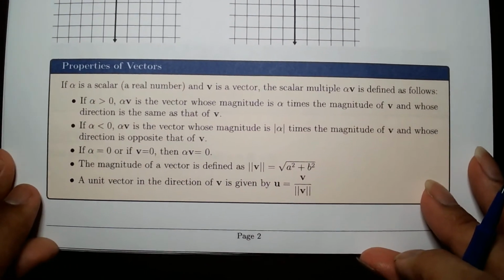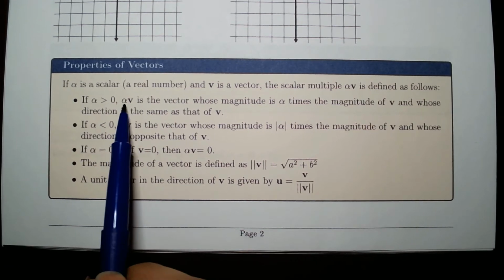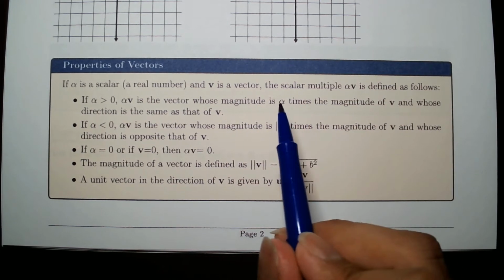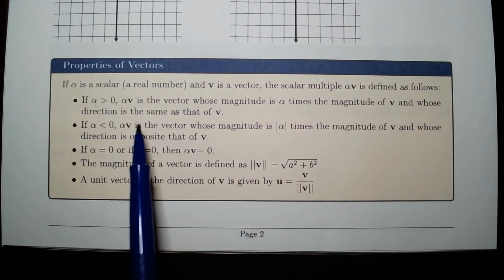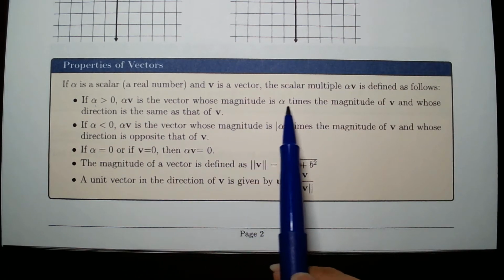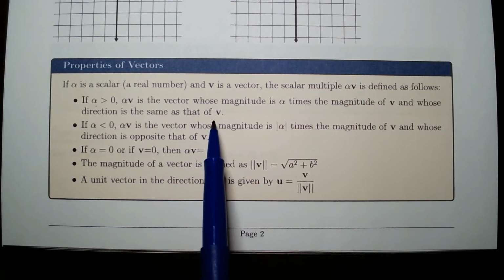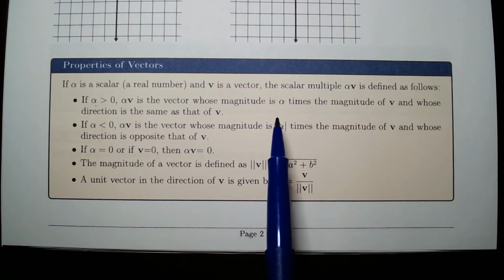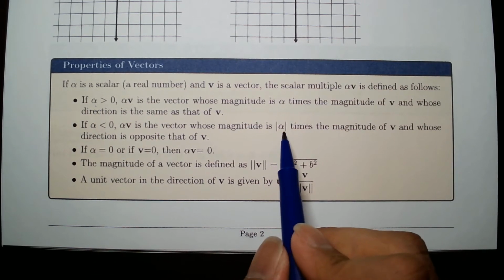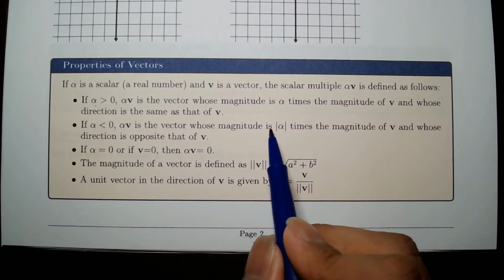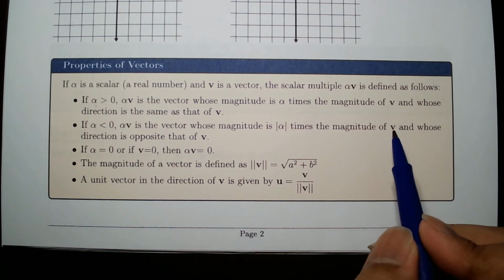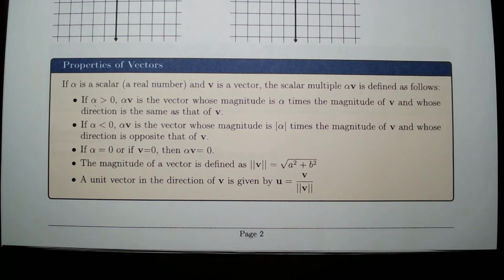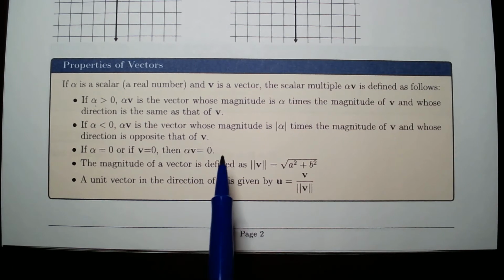Alright, let's look at other properties of vectors. We can multiply vectors by a scalar, not by any number. So alpha is a scalar, a real number, not a complex number. V is a vector, and the scalar multiple is defined as follows. If alpha is a positive value, then alpha v is a vector whose magnitude is alpha times the magnitude of v, and the direction is the same as in v. On the other hand, if alpha is a negative number, alpha v has a magnitude equal to the absolute value of alpha times the magnitude of v, because the magnitude is supposed to be a positive value. In this case the direction is opposite to that of the original vector, because the coefficient is negative. If alpha equals 0, we have the zero vector.